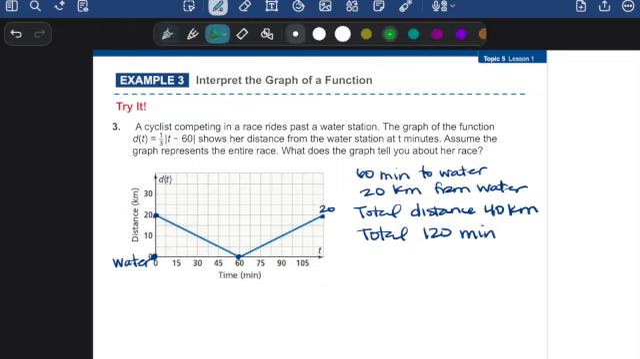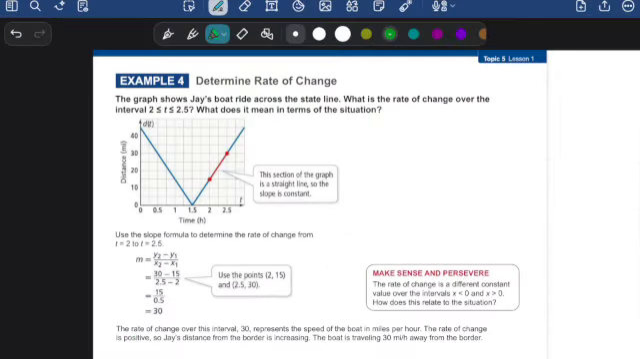We can see the water station is really at the axis of symmetry, right in the middle. Example 4, rate of change. So this is important to remember. When they're asking about rate of change over an interval, they're talking about the input values, okay? Rate of change for the input. Rate of change is another word for slope, so we need to be calculating the slope.